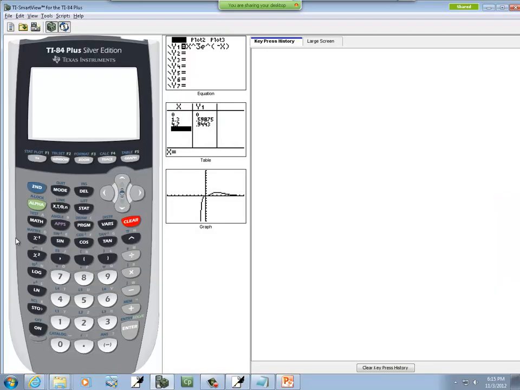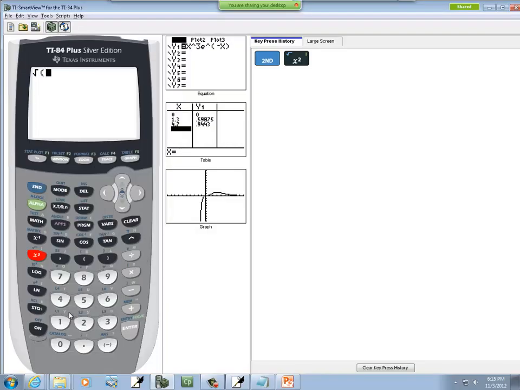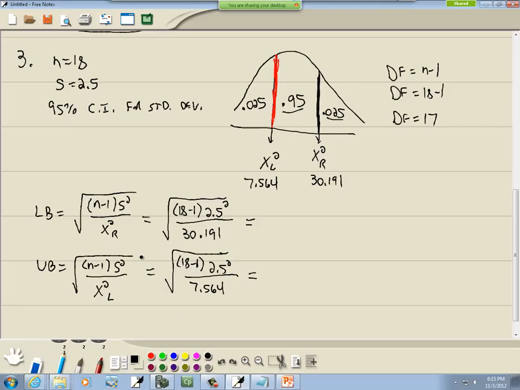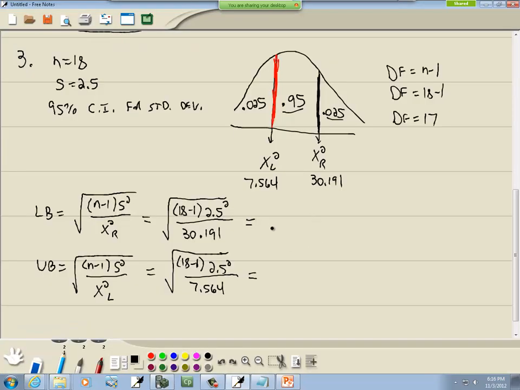Okay, so square root, second x squared. It's probably better just to do that in your head. 18 minus 1 is 17, times 2.5 squared, 2.5, and I'll press my x squared, divided by 30.191. Enter. Now I'll take it to 2 decimal places, 1.88.